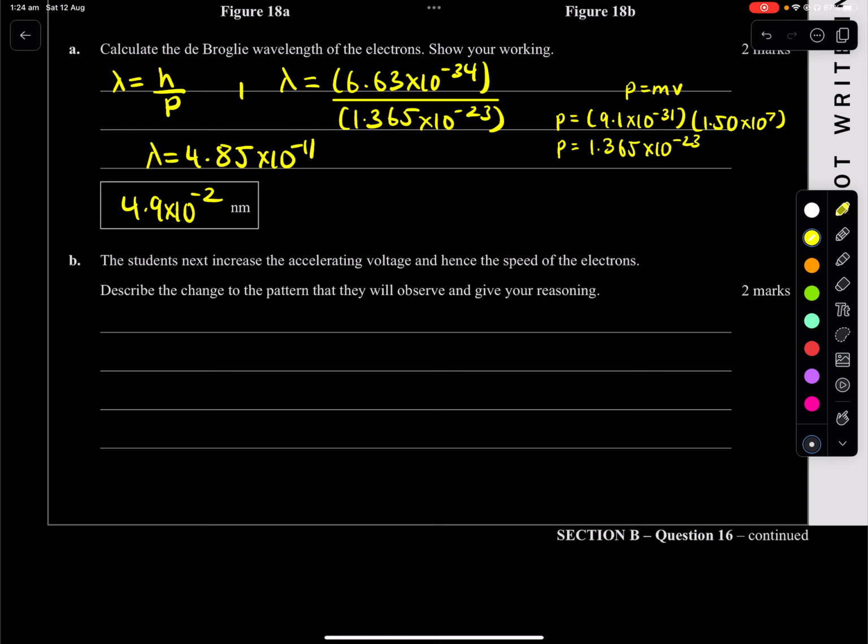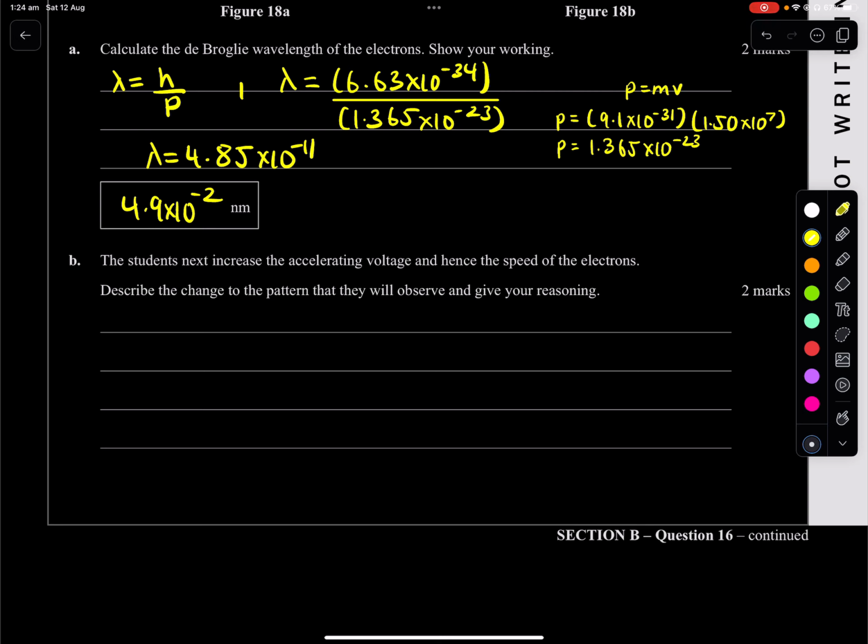The students next increase the accelerating voltage and hence the speed of the electron. Describe the change to the pattern that they will observe and give a reasoning. If I look at my summary sheet, what can we see? Well, they increase the speed.